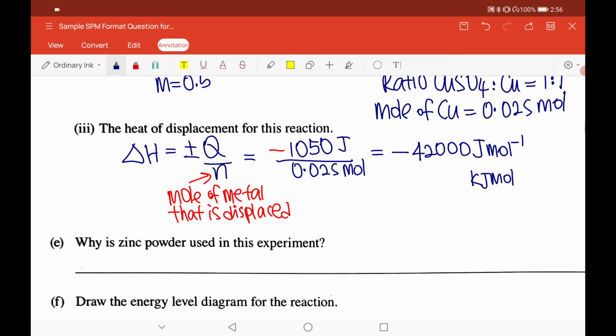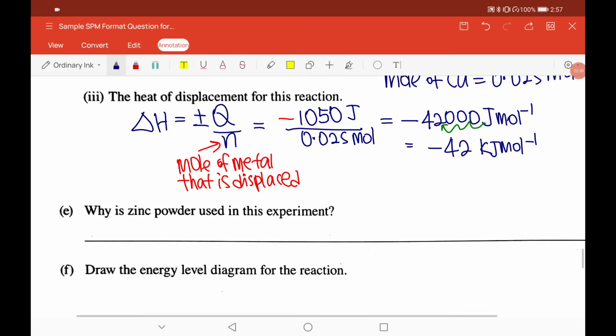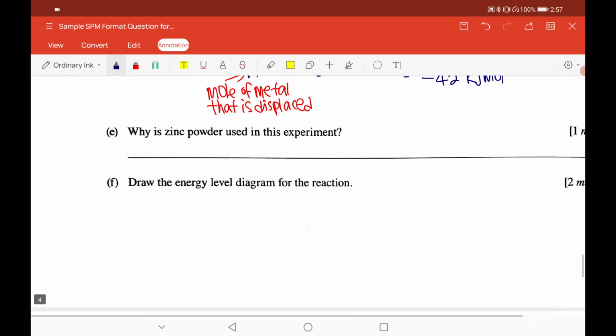So how to change joule to kilojoule? We move 3 steps to the left, so we will get negative 42 kilojoule per mole. I hope you can understand how I do the calculation here. It's not very hard, just do it using the proper formula. So now let's continue. We are almost done already.